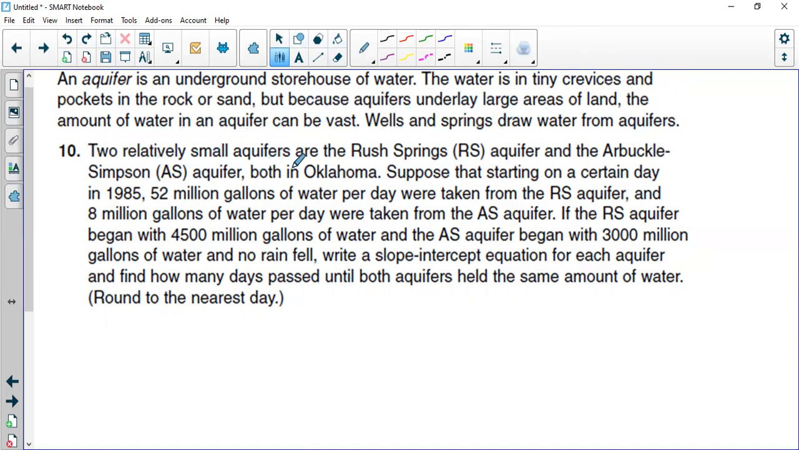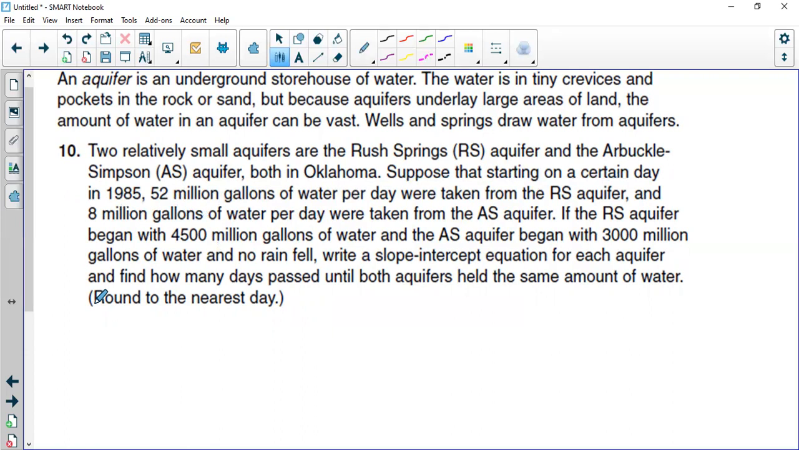Two relatively small aquifers are the Rush Springs, RS, so they are the small aquifers, and the Arbuckle Simpson, AS, aquifer, both in Oklahoma. Suppose that starting on a certain day in 1985, 52 million gallons of water per day were taken from the RS aquifer and 8 million gallons of water.